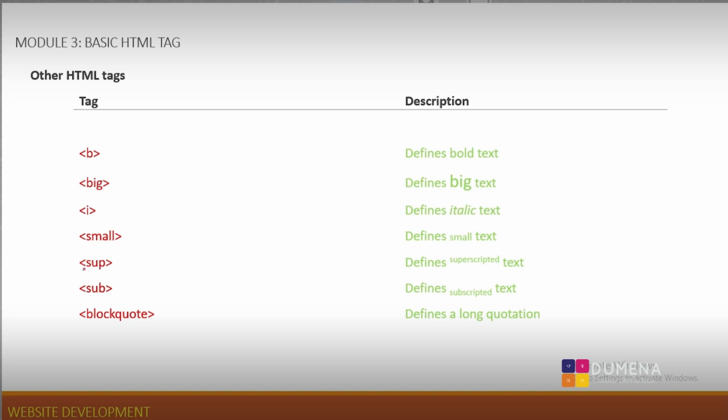We have the superscript tag. This makes your text superscripted by placing it at the top. Now we also have the subscript tag. The subscript tag makes your text subscripted. And lastly here, we have our blockquote tag. Now the blockquote tag defines a long quotation. So you could go ahead and check this out on your text editor, make some text and use the HTML tags which I've just shown you here.